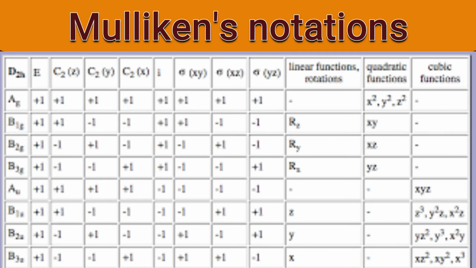See the first irreducible representation. Dimension is 1. It means A or B. There for C2 all were plus 1. So symmetric about all 3 axes. So beyond doubt it is a capital A.